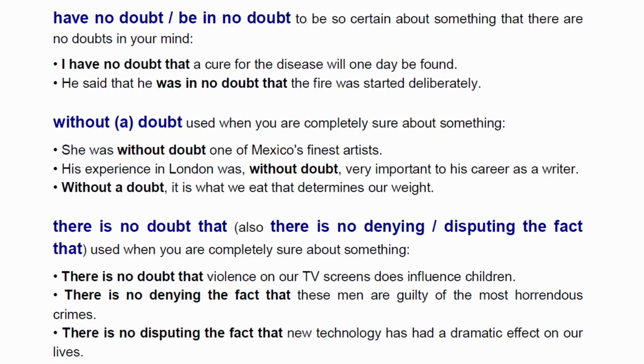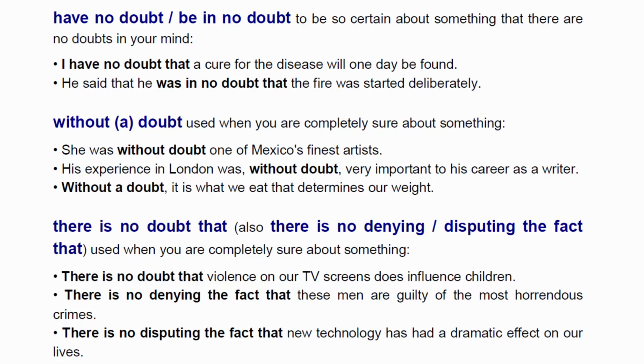Used when you are completely sure about something. There is no doubt that violence on our TV screens does influence children. Next, there is no denying the fact that these men are guilty of the most horrendous crimes. There is no denying the fact that. This can be a very good sentence, okay? Next, there is no disputing the fact that new technology has had a dramatic effect on our lives.